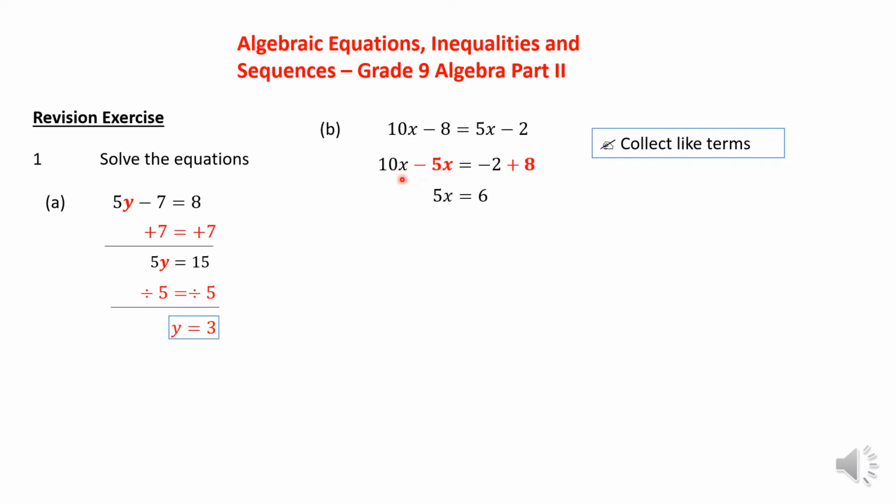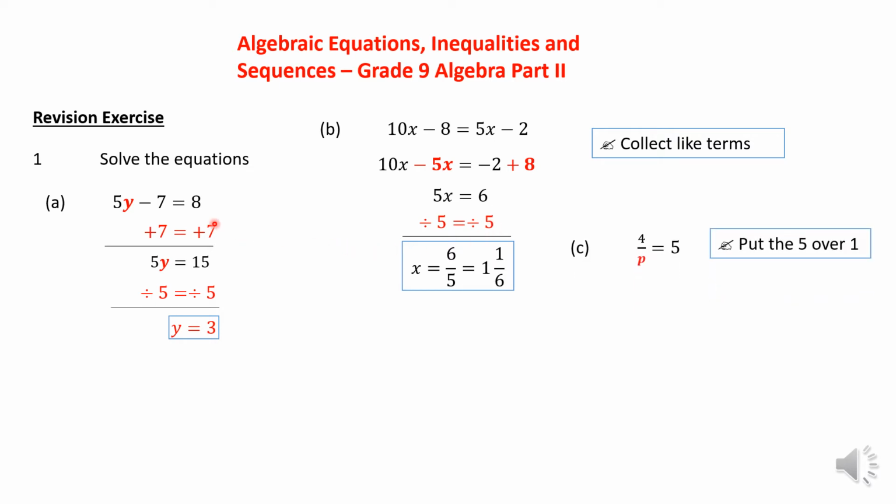10 minus 5 gives you 5x, okay? All right, I always say this is the same thing as having 10 sweets, take away 5 sweets, you're obviously left with 5 sweets. So that's basically it. And on the other side, 8 minus 2 gives you 6. All right, so you just have to make sure of that. And then you divide by 5 in order for you to get x on its own. All right, and x is then 6 divided by 5, that improper fraction that you can then write as a mixed number.